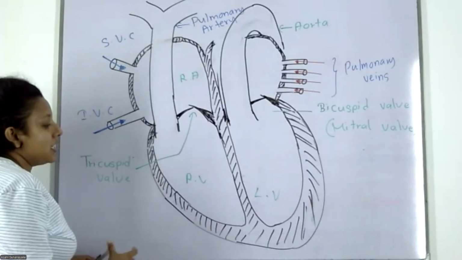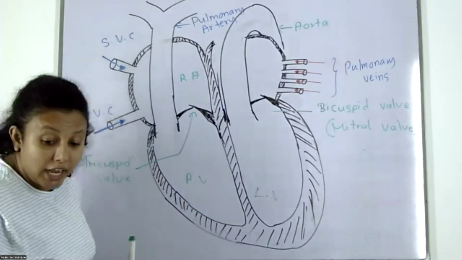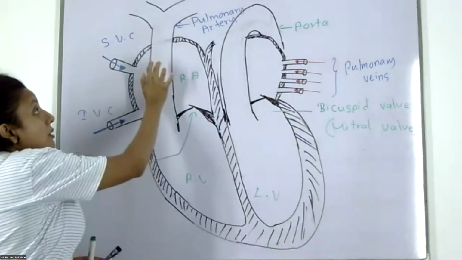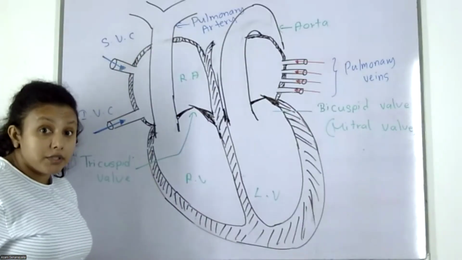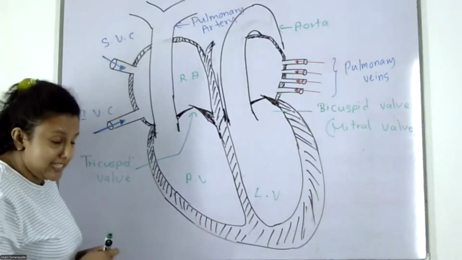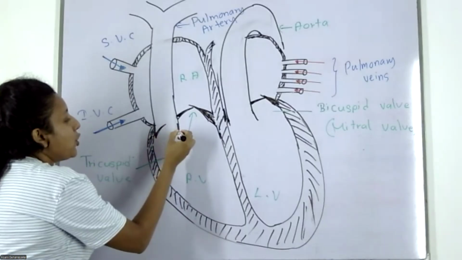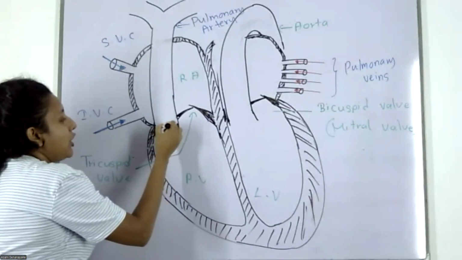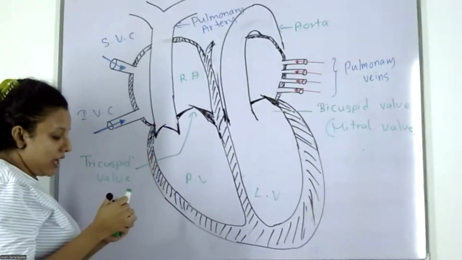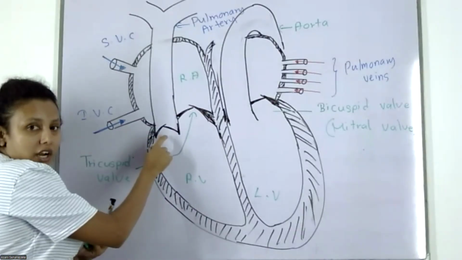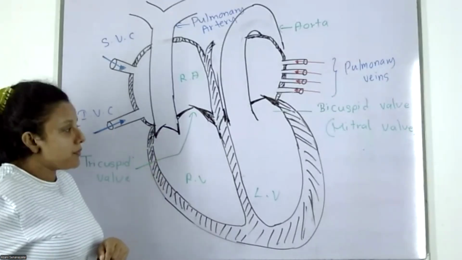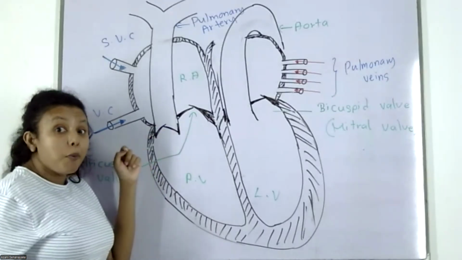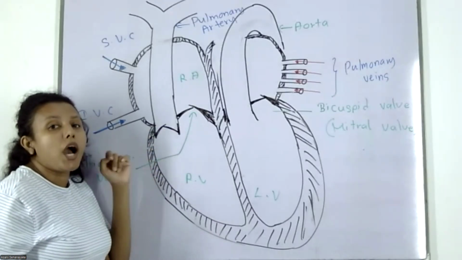Then the right ventricle sends the blood to the pulmonary artery. But that is also not easy. There is again a door-like valve at the beginning of the pulmonary artery. At the starting point of the pulmonary artery there is a valve, and the name I gave it is the pulmonary semilunar valve.